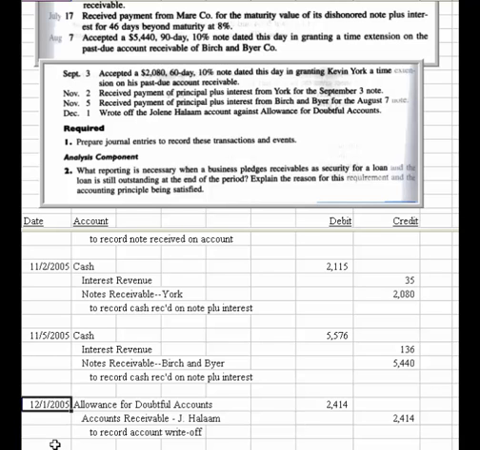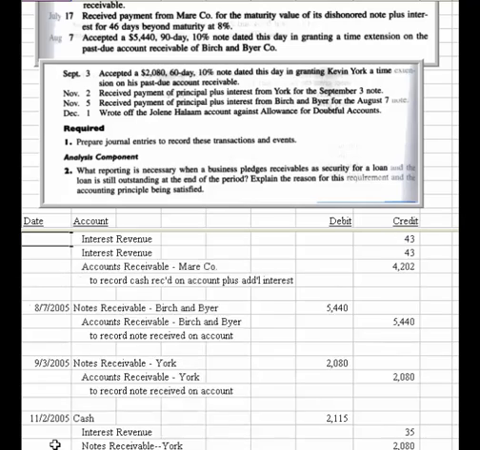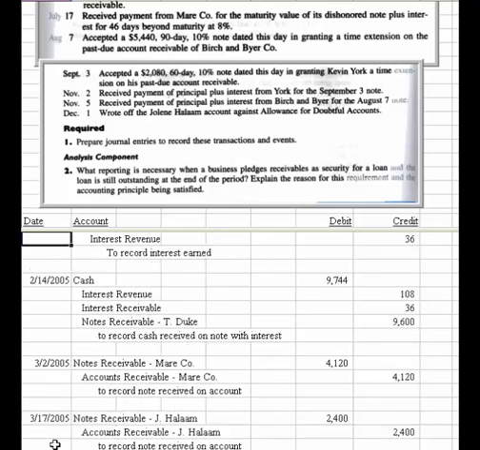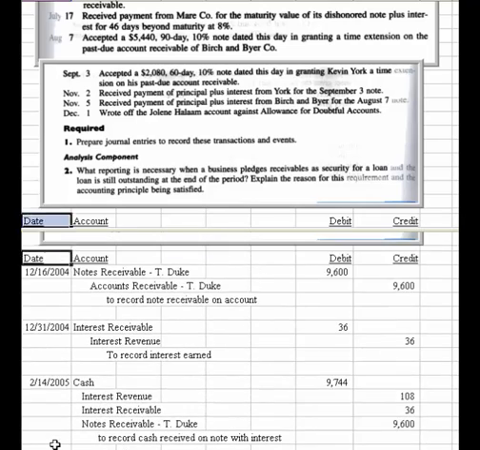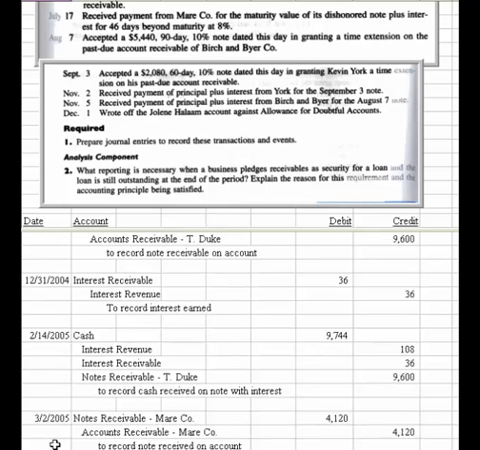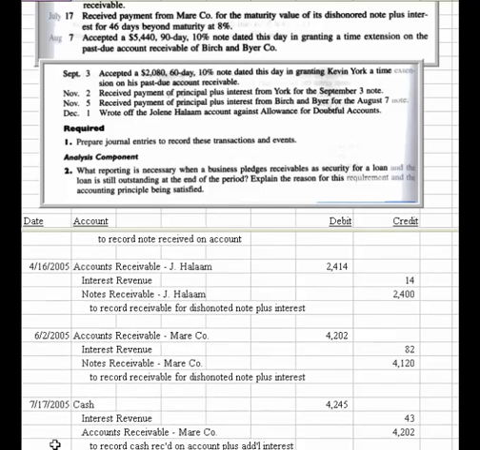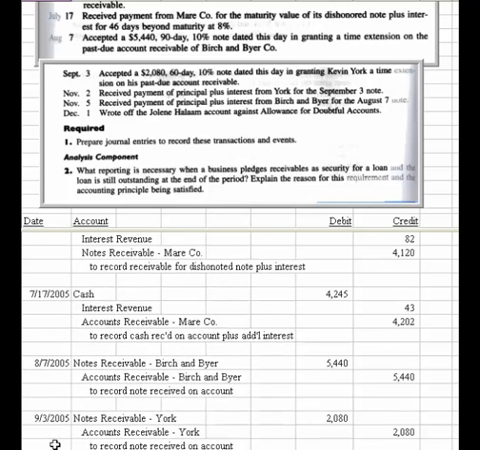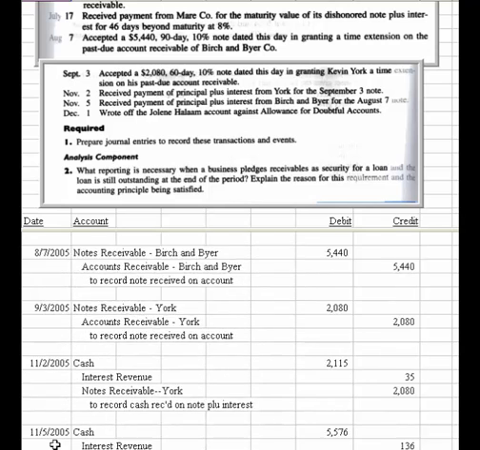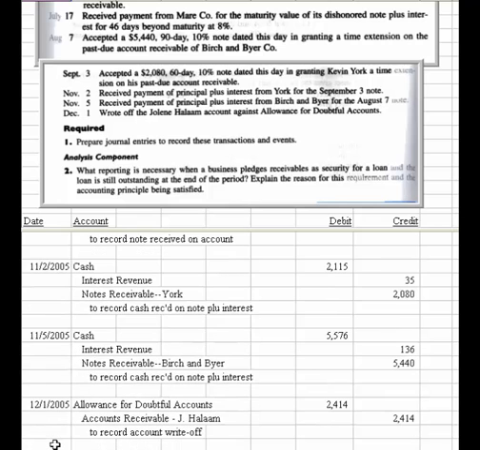Okay, I'll slide up. That takes care of all the problems that we have on this problem. Okay, so I'll just go slowly down now so you can get a quick review of all the transactions we made. We covered quite a bit dealing with notes receivable in this problem. And then we also tackled the analysis component, which was requirement 2.